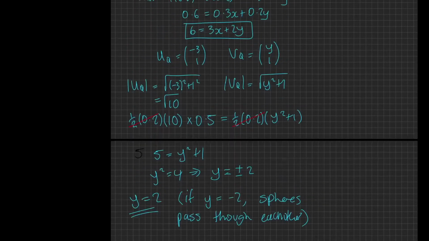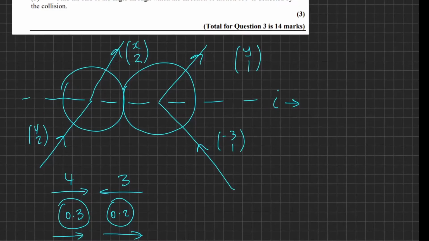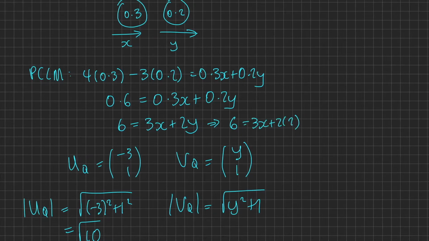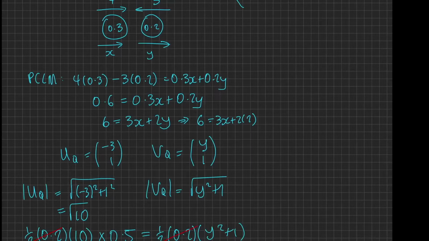So let's go back to our diagram. We now know that y is +2. Now we can use this equation that I've boxed up here to solve for x. So we know 6 equals 3x plus 2 times y, which is 2, and we'll solve for x. So 6 take away 4 is 2, divided by 3, so x equals 2 over 3.